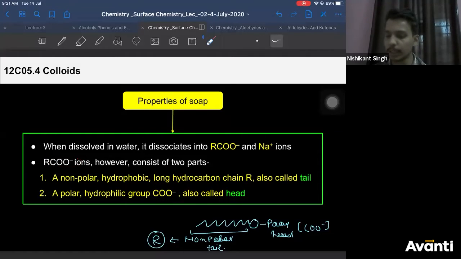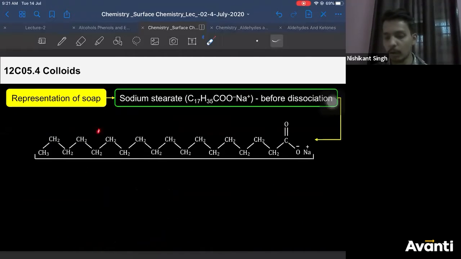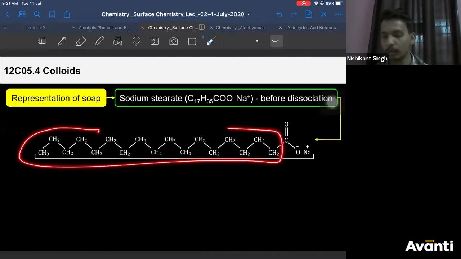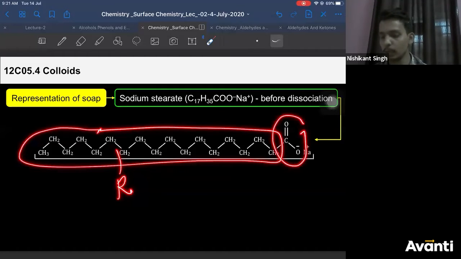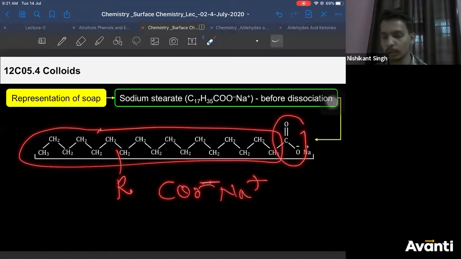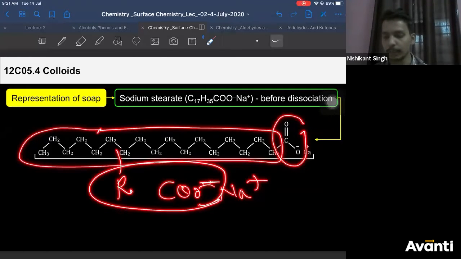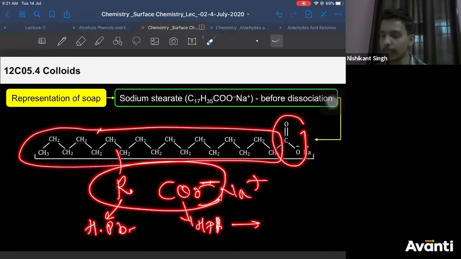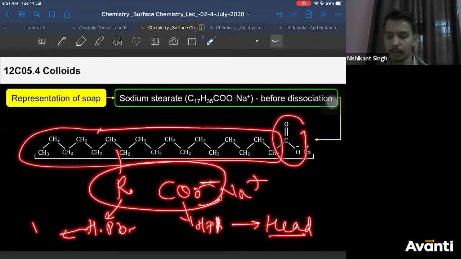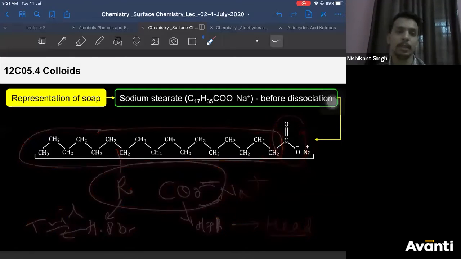So this is how we represented it. We said there is a long chain of hydrocarbon, you named it as R, and this was named CO minus Na plus. This was your soap, correct? So in this also you said RCO minus contains R, which is hydrophobic, right? And CO minus is hydrophilic, correct? And hydrophilic is the head part of the soap, and this hydrophobic part is your tail part. This is what you studied, correct?